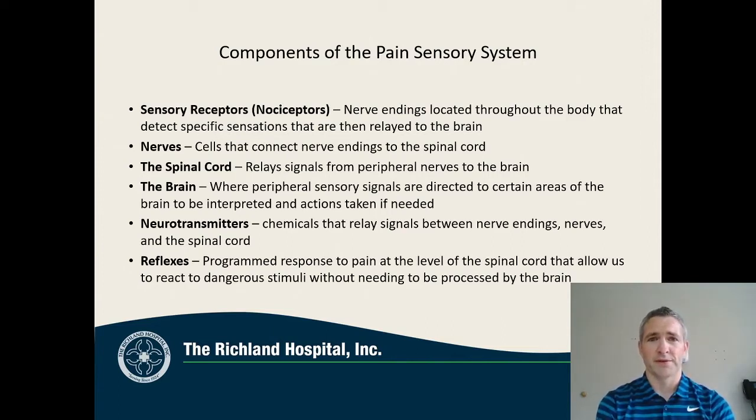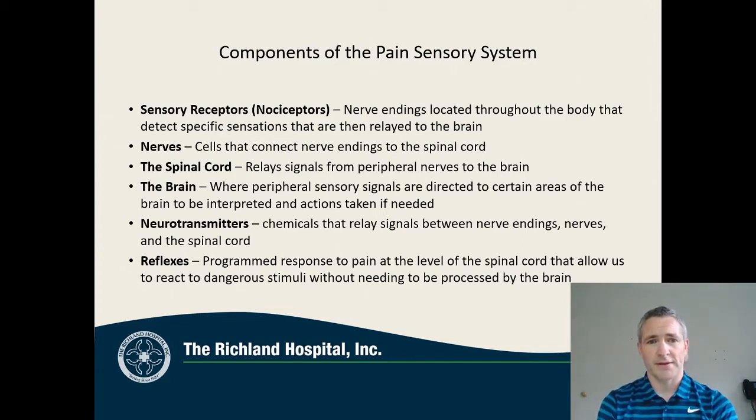Then the nerves. The nerves are what connect the sensory receptors all the way up to the brain, or to the spinal cord. And then at the spinal cord, that signal is relayed. It can take different tracks through the spinal cord based on what is detected on the skin. And then those signals are sent up to the brain for processing and interpretation.